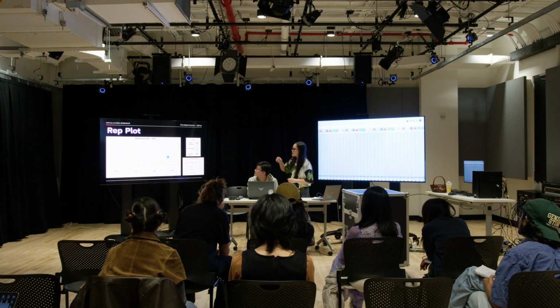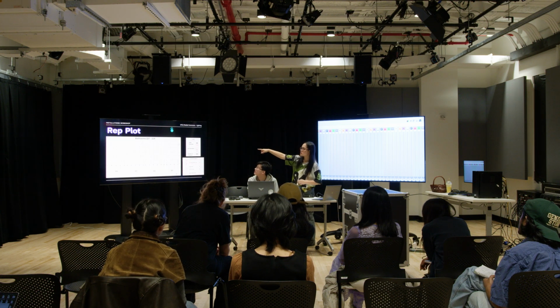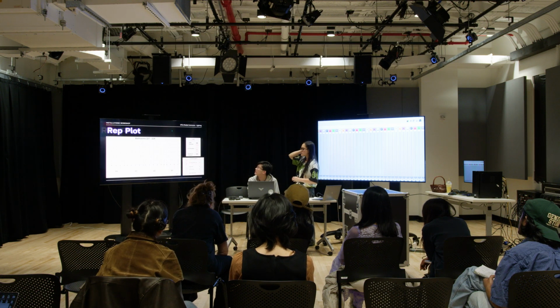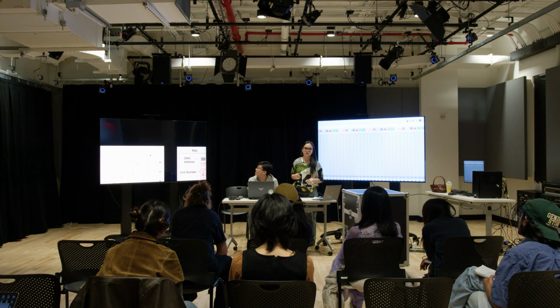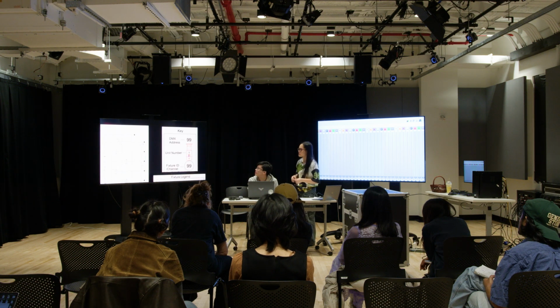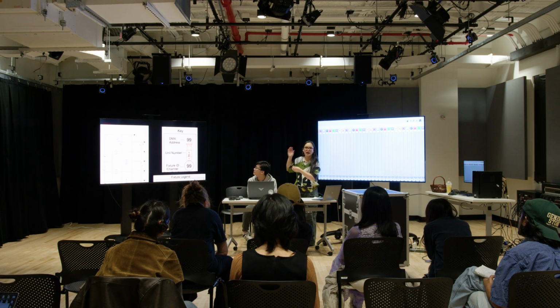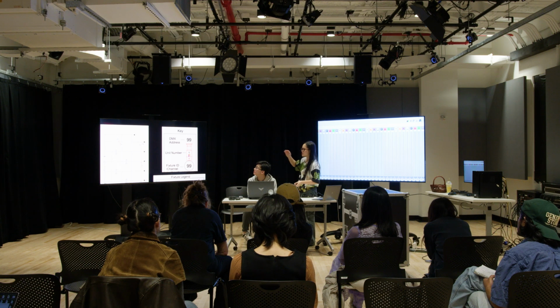Yeah, so this is the key. The DMX address is what you'll be using to communicate to our software. However, if you're curious about what the other numbers mean, that unit number is just something for inventory. It's like how many of that model that we have. So that unit number would be like 2.